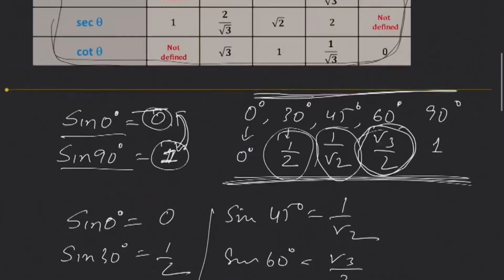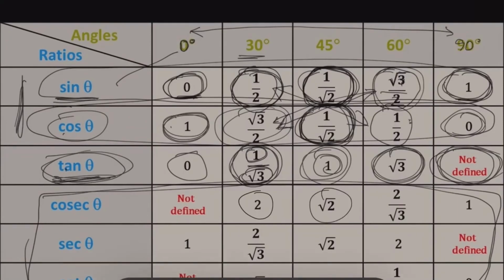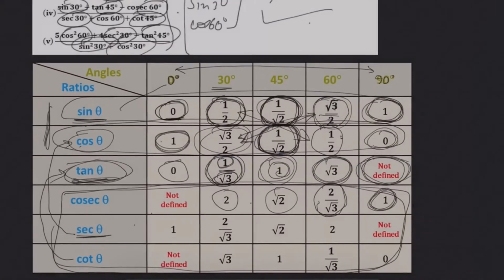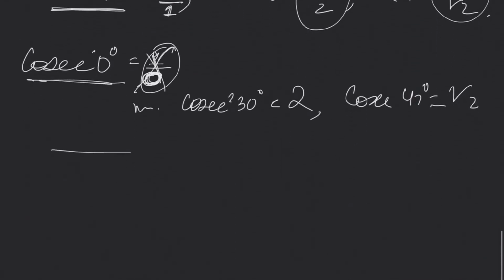Here, this is root 3 by 2, and reversed that becomes 2 by root 3, and the reverse of 1 is 1. Similarly sec will be the reverse of cos, and cot will be the reverse of tan. Like I said, we don't have to remember the whole table. Once we remember certain values of sine, cos, tan, we should be able to solve.